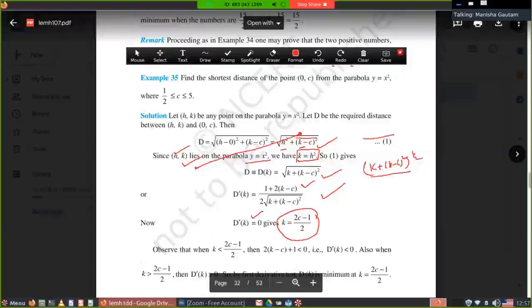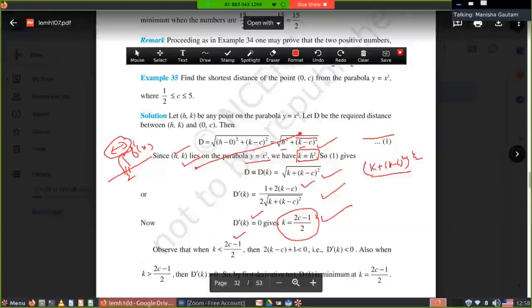What does the first derivative test say? If you are getting a critical point, it means you take values on the left and right. Put those values in the first derivative, and check whether the sign changes, positive to negative or negative to positive. The same you have to do here. This is the value of k, and let's say k is less than this value. If you transpose, you get 2k minus 2c plus 1 is less than 0.